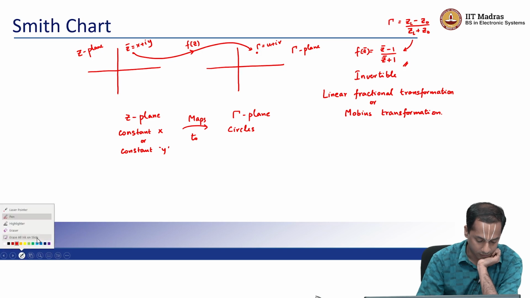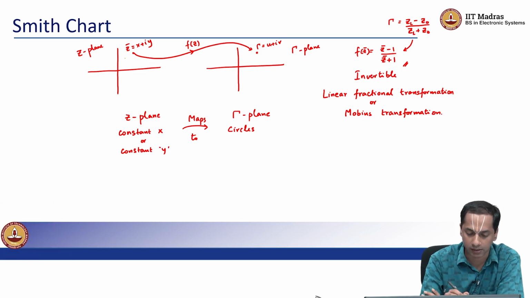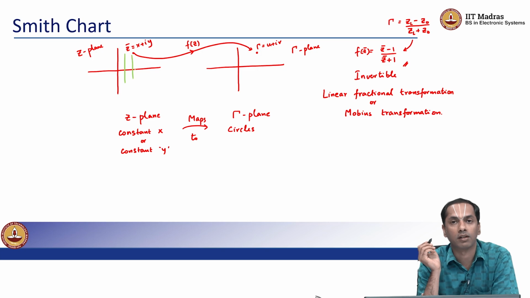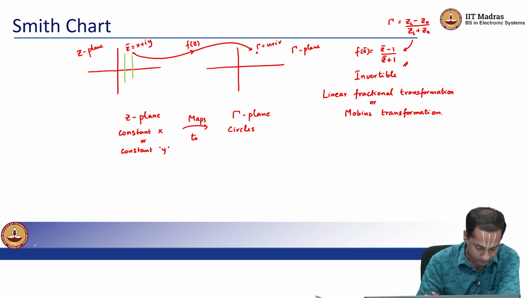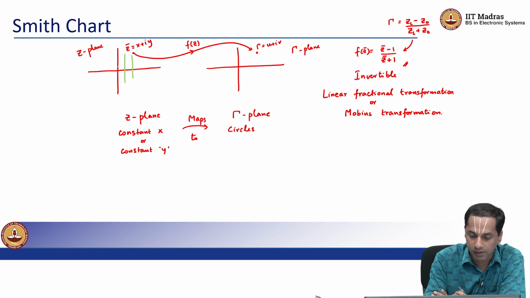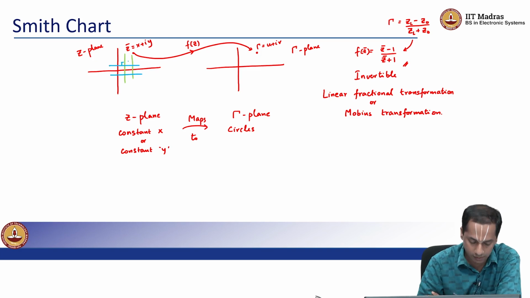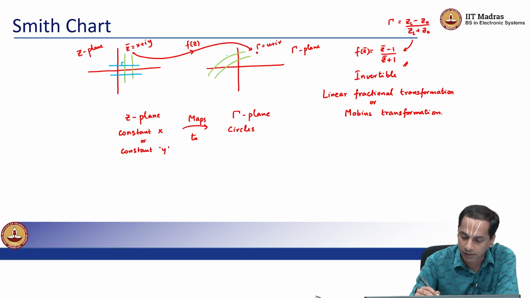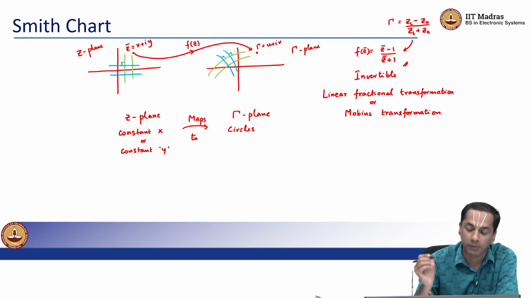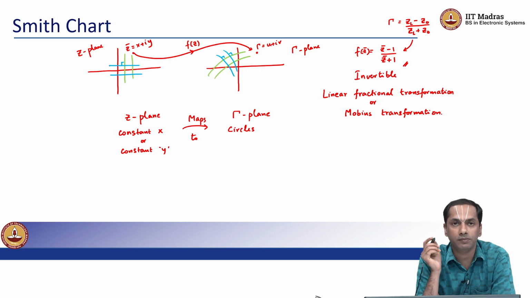What I mean by that is, if I were to take some colors here, let's say these are lines of constant x, and say these are lines of constant y and they intersect at right angles. The mapping would essentially map them to circles such that if you look at the intersections, they will still preserve the same 90 degrees. So these are some observations that we can conclude.